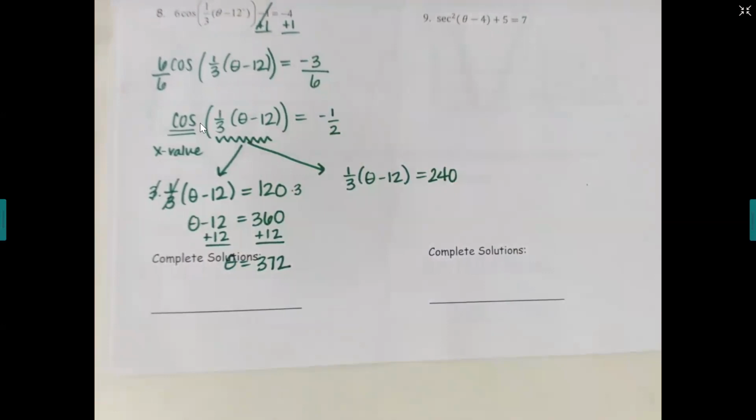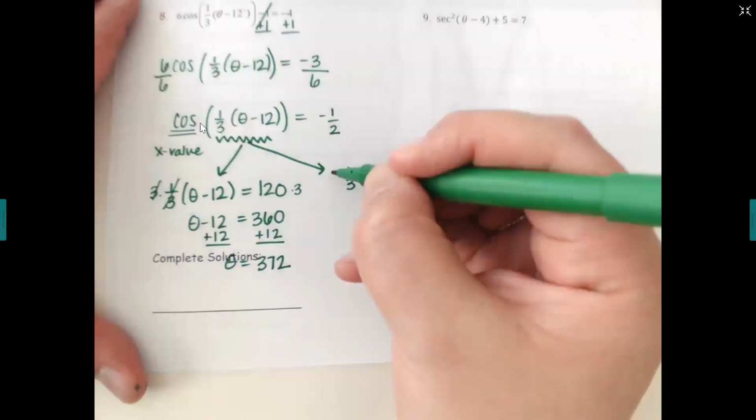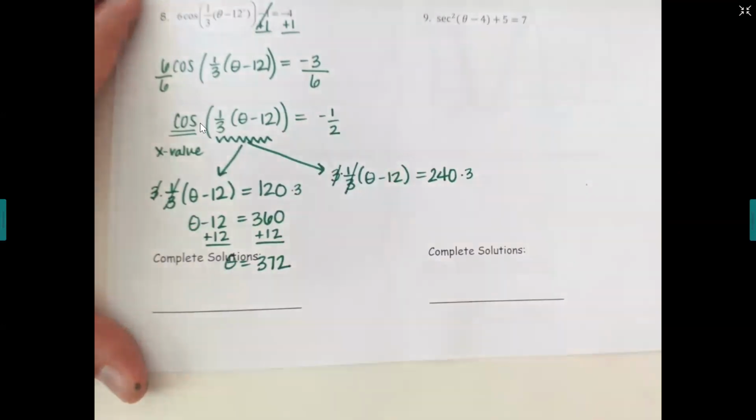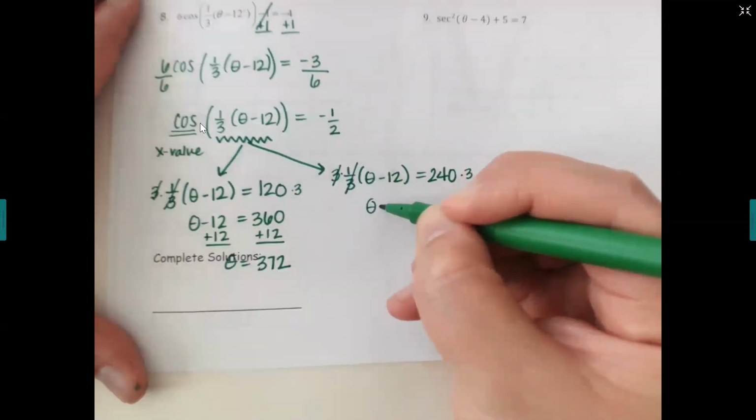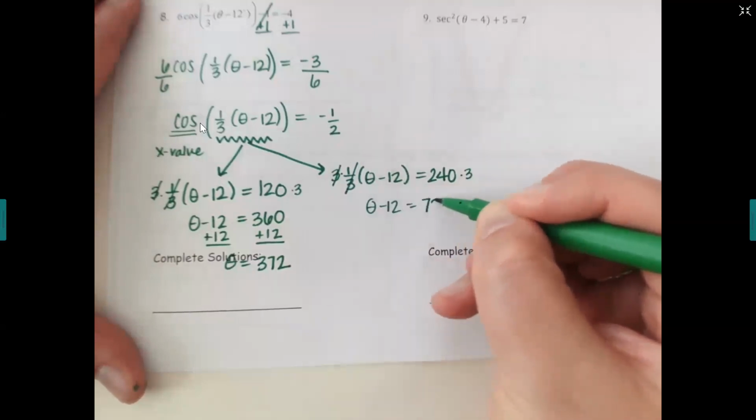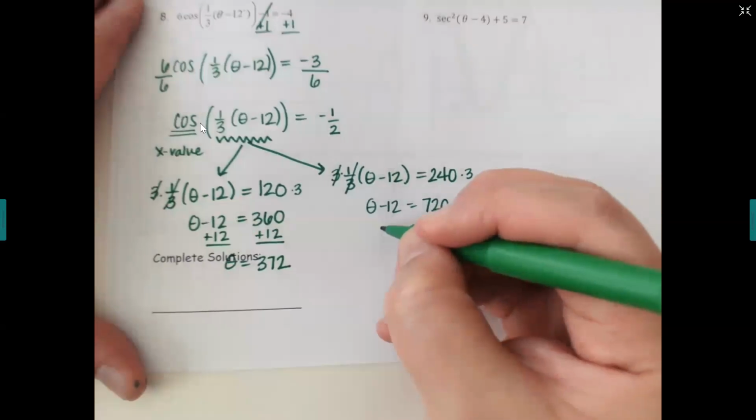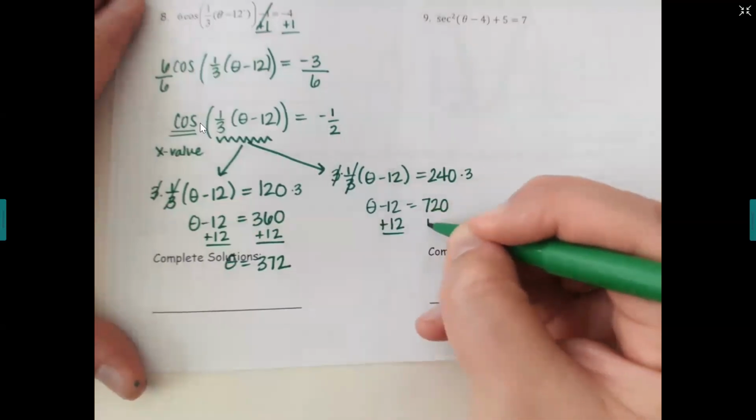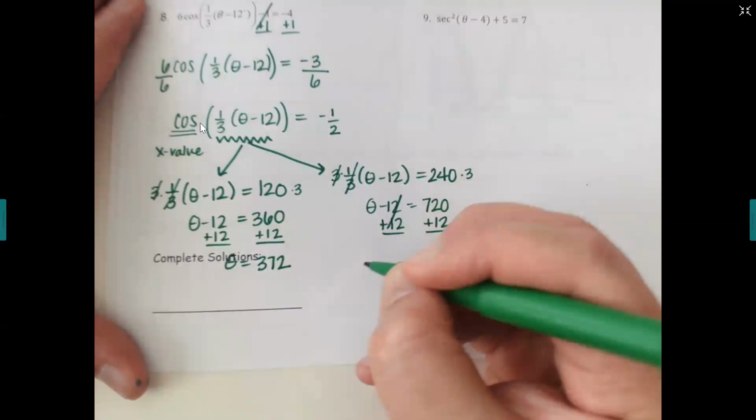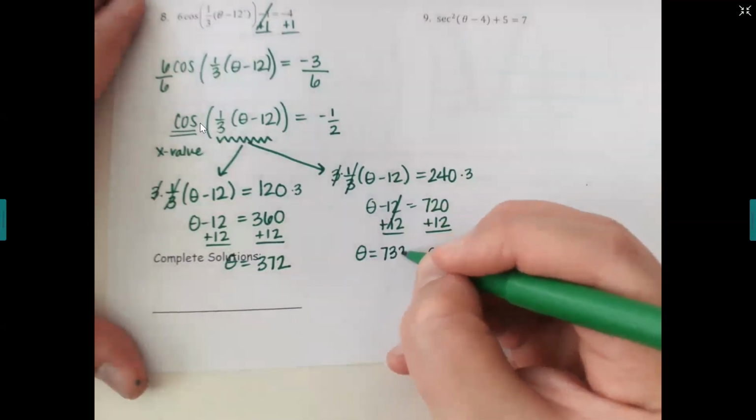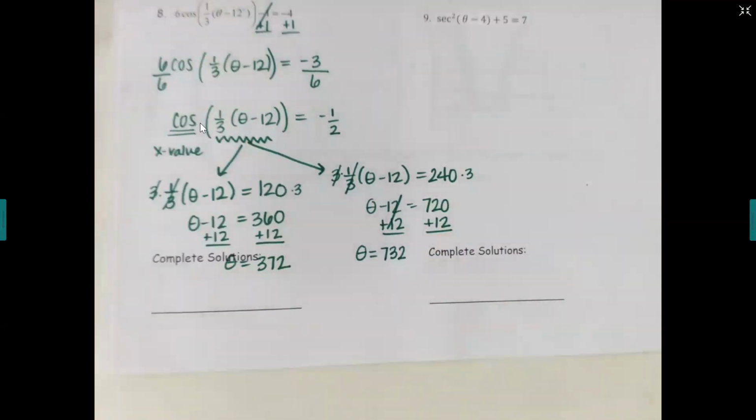Now let's solve our second one. Steps to solve are the same. To get rid of 1/3, I'm gonna times by 3. And what is 240 times 3? 720. And then last step to get rid of the minus 12, add that across. So 720 plus 12 is gonna be 732.